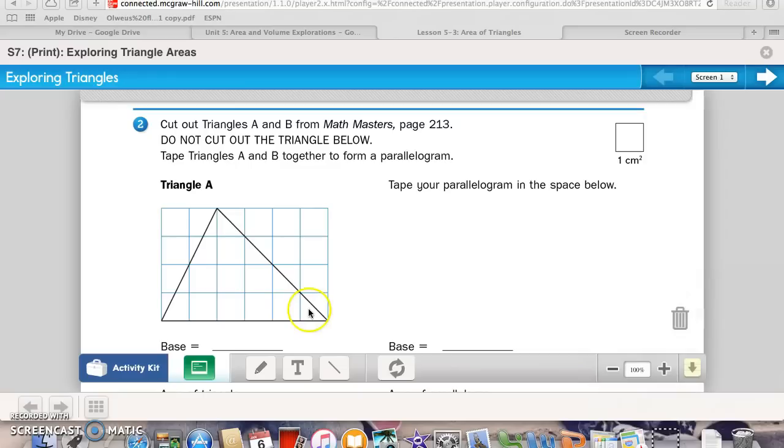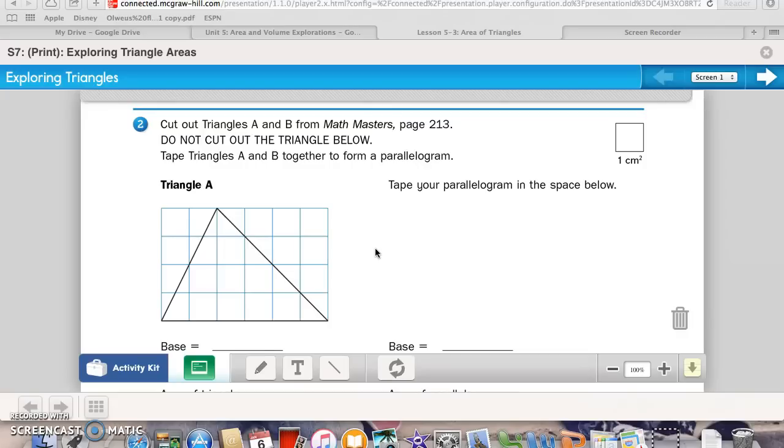Okay, it says cut out triangles A and B from Math Masters page 213. So we're going to start with just A and B, and we'll come back to C, D, E, and F in a little bit. It says do not cut out the triangle below. So they don't want you to cut out the triangle that's actually in the journal page. They want you to cut out the ones on page 213. What they would like you to do from there is to tape triangles A and B together to form a parallelogram. And you'll notice on page 213 it goes into a little bit more of a description of what they would like you to do for that.